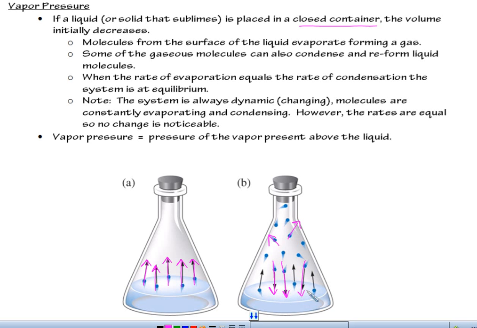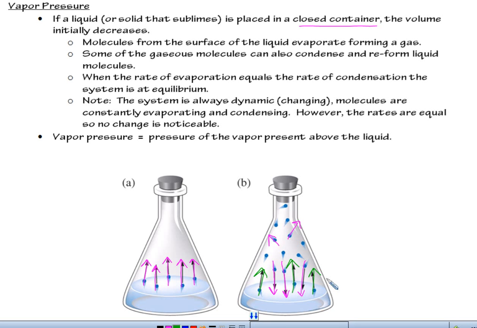Now, over time, particles will then also evaporate. They'll re-enter the gas phase. So I've got some particles that are condensing and some particles that are evaporating at the same time. Now, we don't notice this anymore because once we hit a time where the rate of evaporation equals the rate of condensation, my volume's going to stay constant. I'm not going to notice a change in volume anymore. But the particles are doing this condensation, evaporation thing now at the same pace, at the same rate.